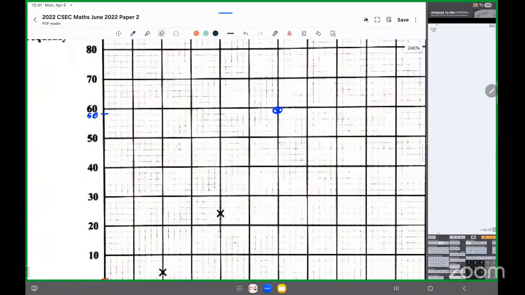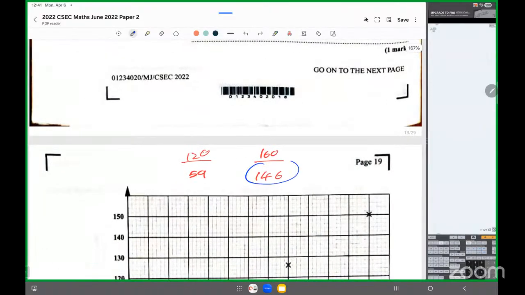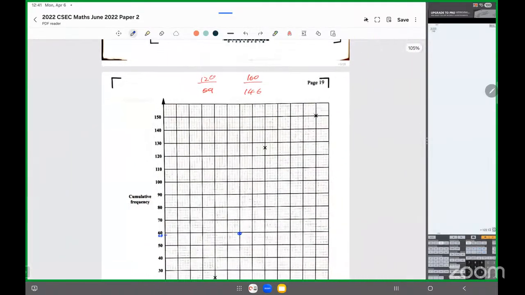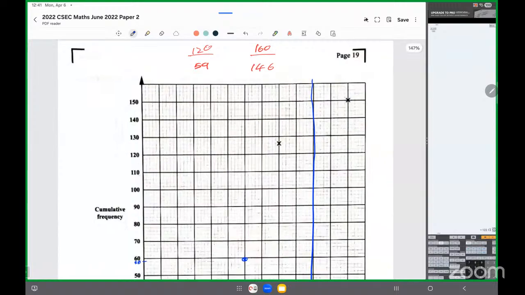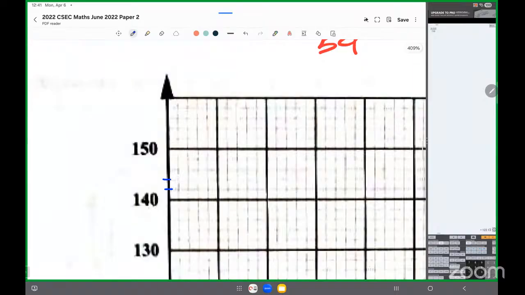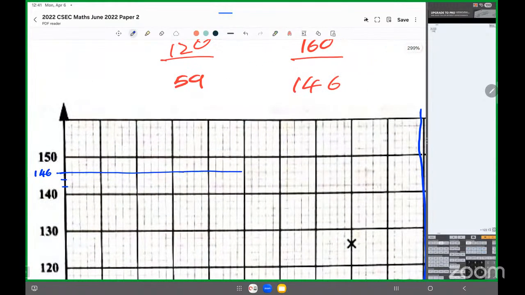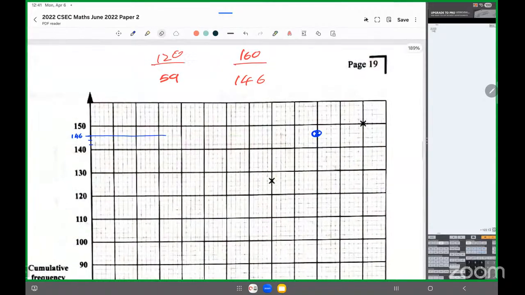The next point was 160, at a cumulative frequency of 146. There's 160. Let's mark it. This is the 160. But we need now 146. All right, so this is 140, 142, 144, 146. This is the 146 line. So you're on this line, going across on this line until you reach the 160. We're talking about right here, the next point. And those are your points.